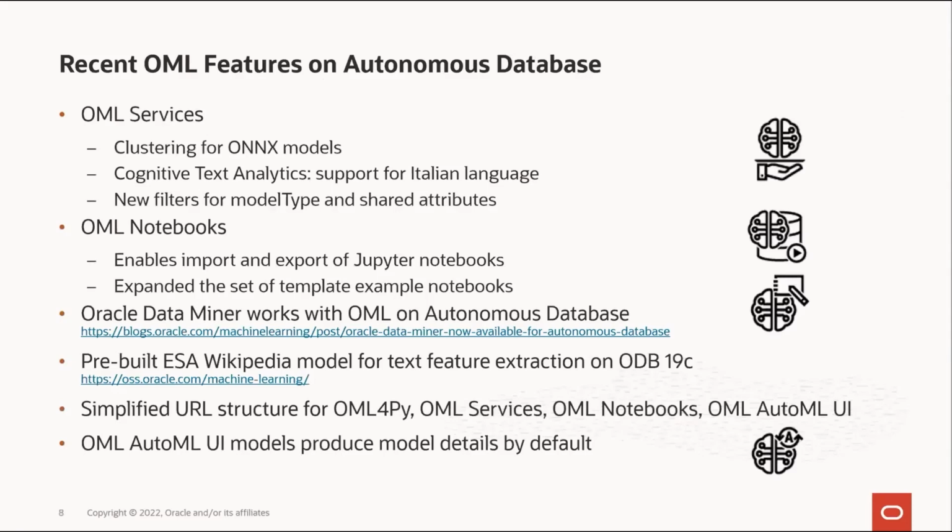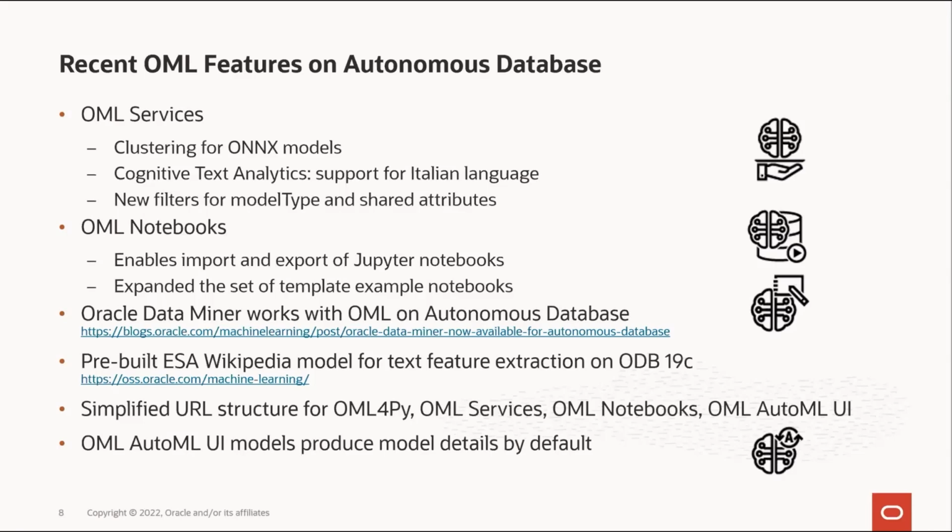Now, since we can roll out enhancements to cloud services more frequently, here's a summary of a few of the more recent enhancements, some of which Sherry covered in our December 7th office hours session. I'll briefly review some of these here as a refresher. So in OML Services, we now support ONNX format clustering models and cognitive text analytics for the Italian language, which adds to the languages already supported, English, Spanish, and French. We're considering additional languages and scheduling them as resources and demand dictates. For Jupyter users, you can now also export your notebooks in Jupyter format from the notebook listing page. Since last year, you could already import Jupyter notebooks.